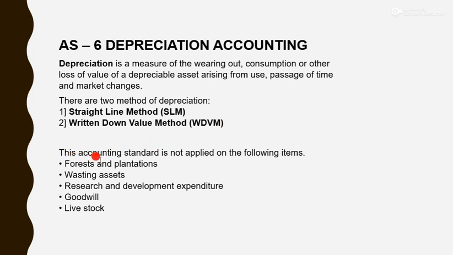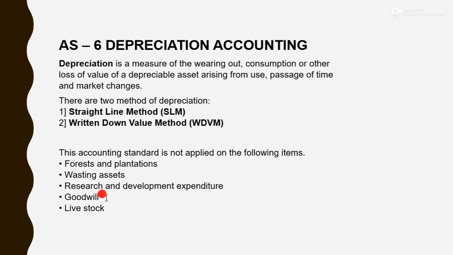Next, accounting standard. This accounting standard is not applied on the following items. See, here it is saying depreciation accounting will not be calculated under these items. On forest and plantations, depreciation accounting will not be applicable. On wasting assets also, depreciation accounting will not be applicable. See, depreciation has value, but waste doesn't have value. Waste is zero. For research and development activities expenditure also, we can't consider depreciation accounting.